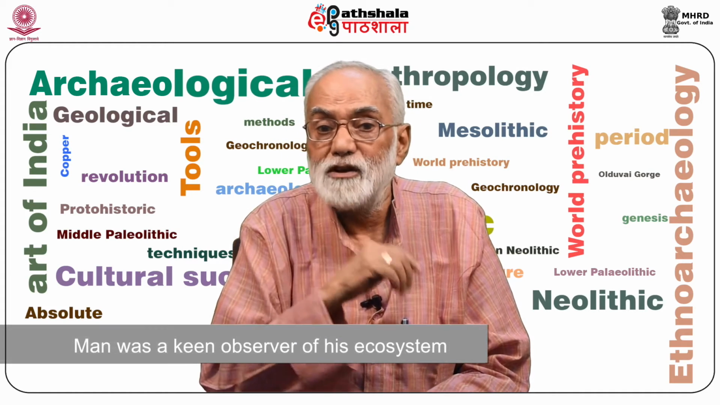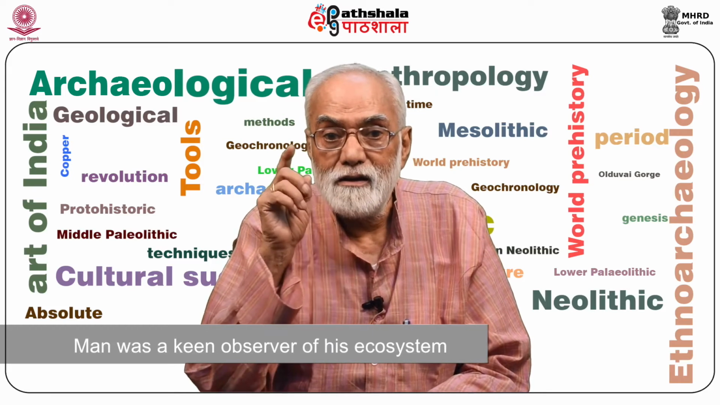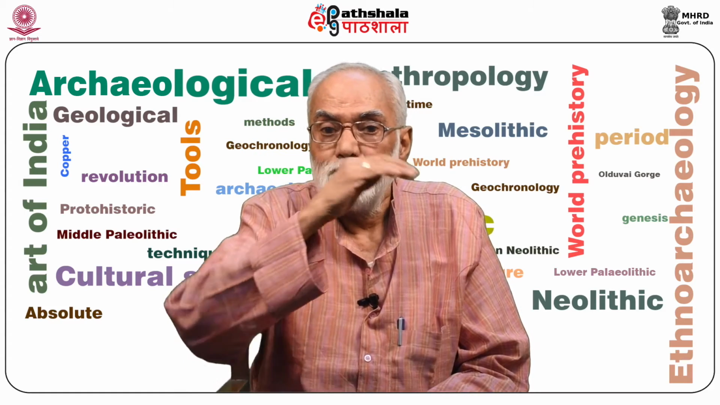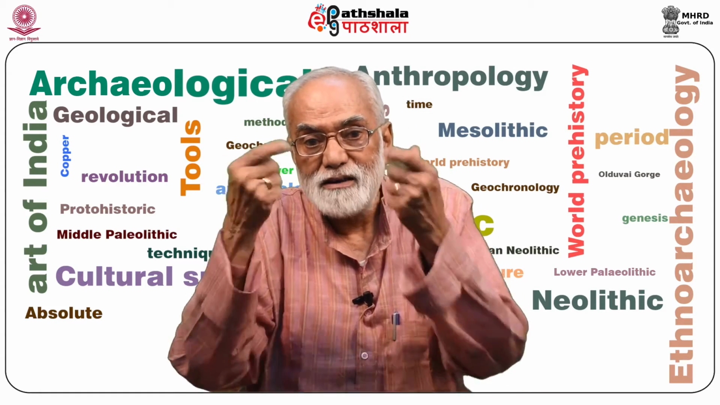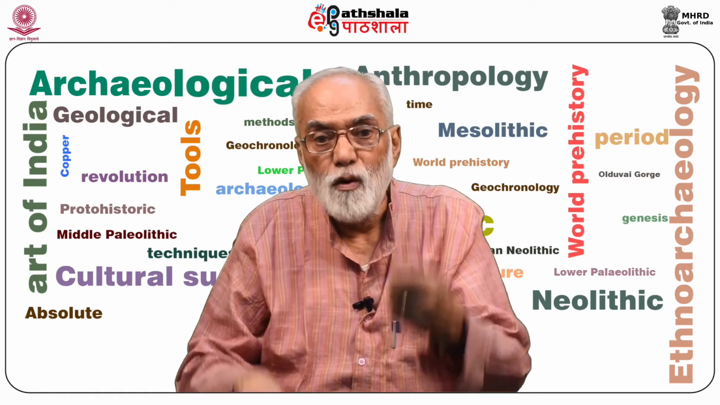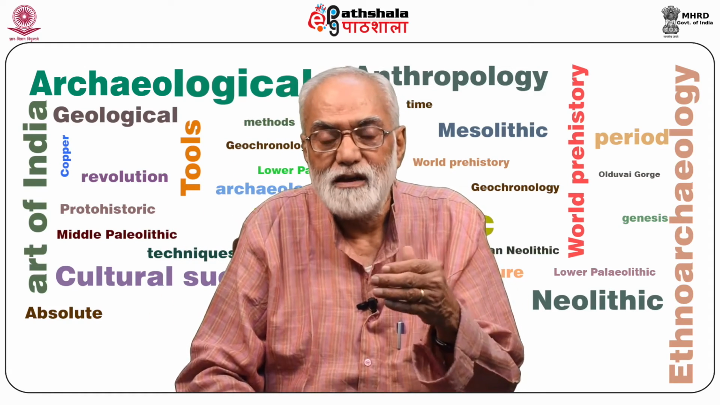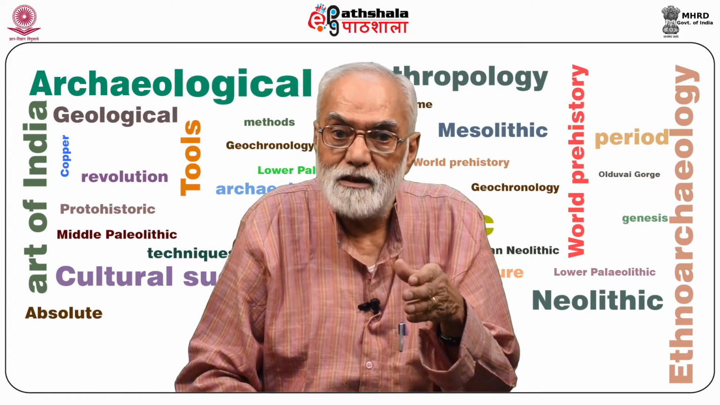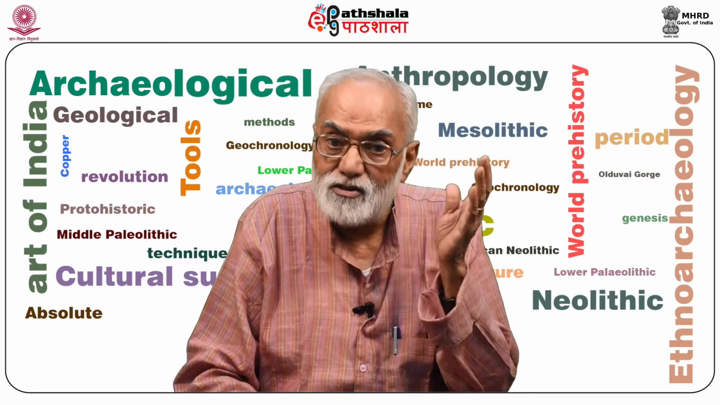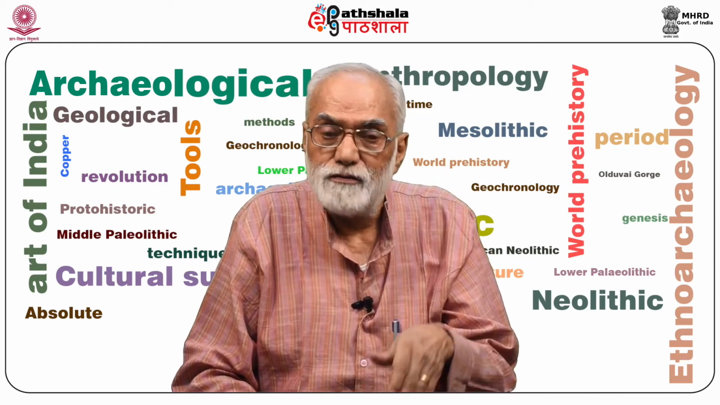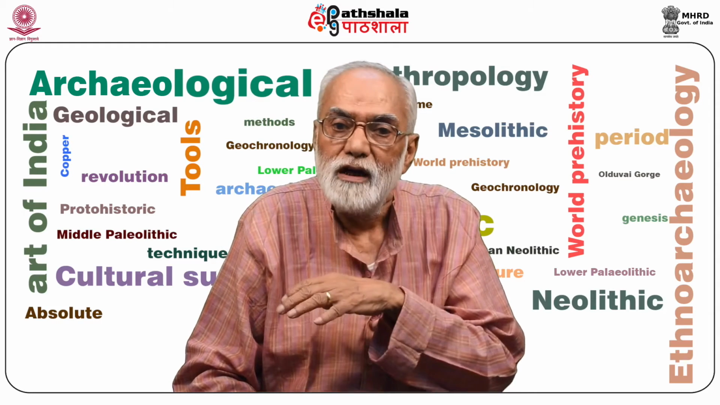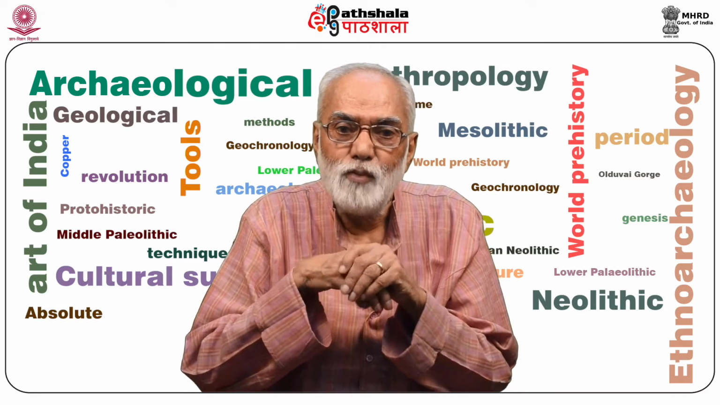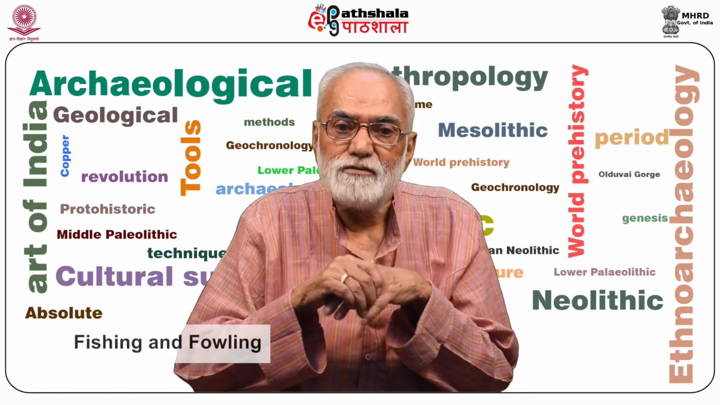So man, as a keen observer of his ecosystem, saw that nature has its own elasticity. So this elasticity of a tree for bending down and coming back was harnessed by man to create his bow. So a bow and arrow was created for the first time in early Holocene. We know it because we have cave paintings of Holocene period, of Mesolithic period, coming from Levant in West Asia, and also from Bhimbetka, where bow and arrow is shown as a hunting implement. So man took to hunting with bow and arrow, and this hunting is called fishing and fowling.